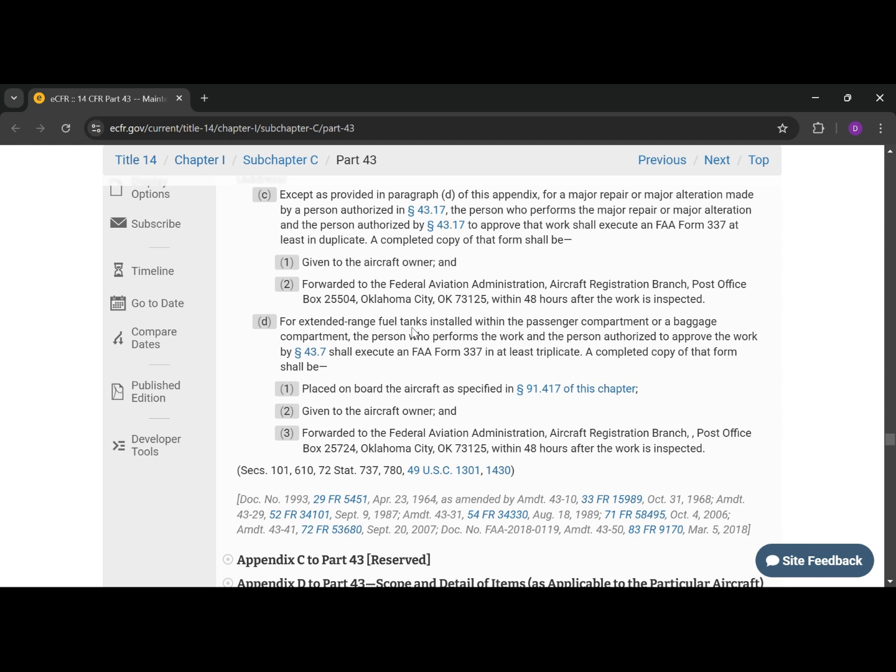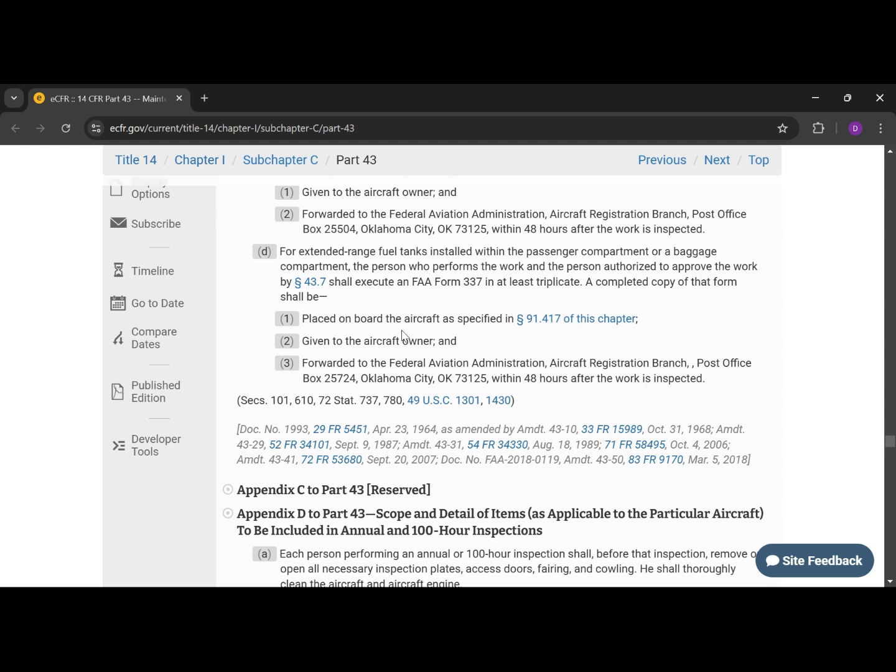For extended range fuel tanks installed within the passenger compartment or a baggage compartment, the person who performs the work and the person authorized to approve the work by 43.7 shall execute an FAA Form 337 in at least triplicate. A completed copy of that form shall be placed on board the aircraft as specified in 91.417 of this chapter, given to the aircraft owner, and forwarded to the Federal Aviation Administration Aircraft Registration Branch, Post Office Box 25724, Oklahoma City, Oklahoma 73125, within 48 hours after the work is inspected.